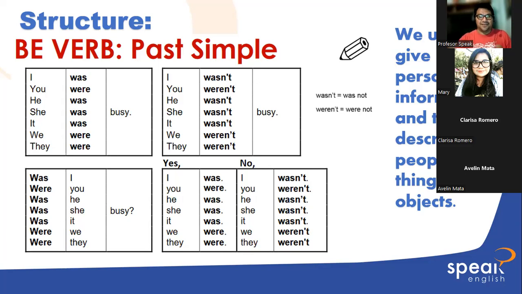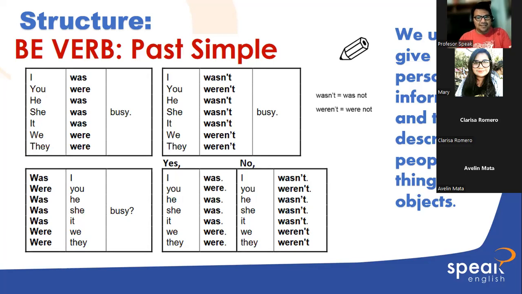Okay. So now, Clarissa, can you please help us read the next three? It, we, and they. It was busy. We were busy. They were busy. Thank you. Yes. Okay. These are positive or affirmative sentences.